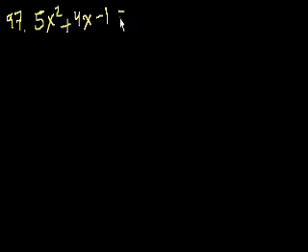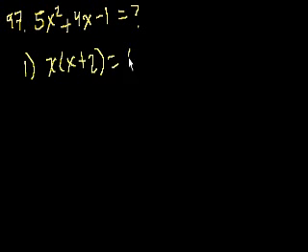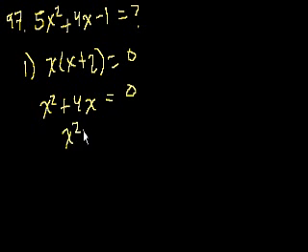Next problem. 97. What is the value of 5x squared plus 4x minus 1? First, they tell us x times x plus 2 is equal to 0. Well, let's see. Can we use this alone? Let's multiply it out. We get x squared plus 4x is equal to 0. And that tells us that x squared is equal to minus 4x.